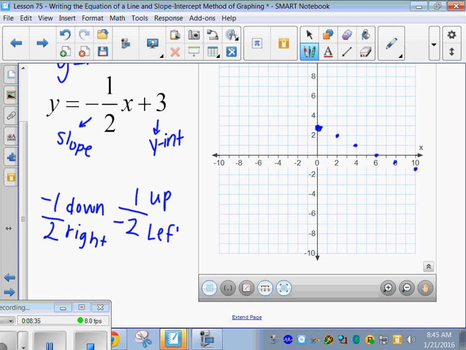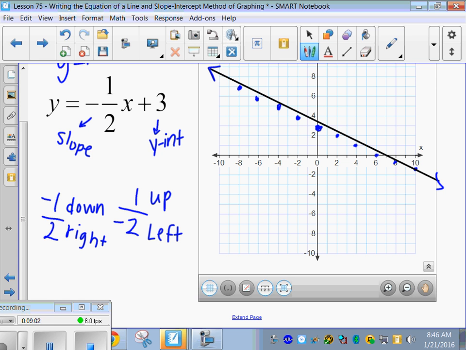Good. So everybody start back on your y-intercept. And now we're going to go up 1, left 2. We're still on the line. Up 1, left 2. Up 1, left 2. Up 1, left 2. All right, and then when you guys do your graph, go all the way across your grid and put some arrows.